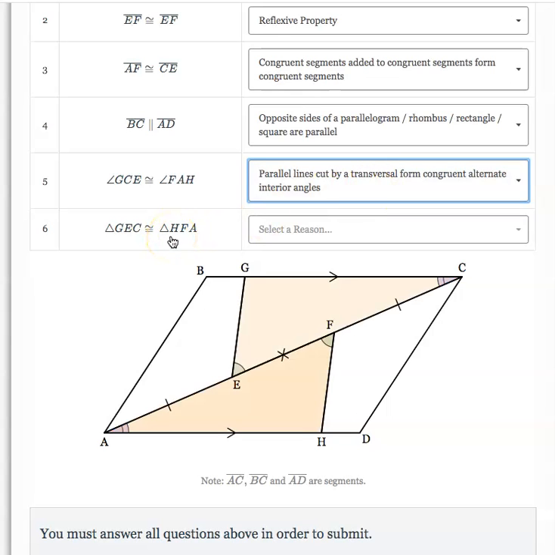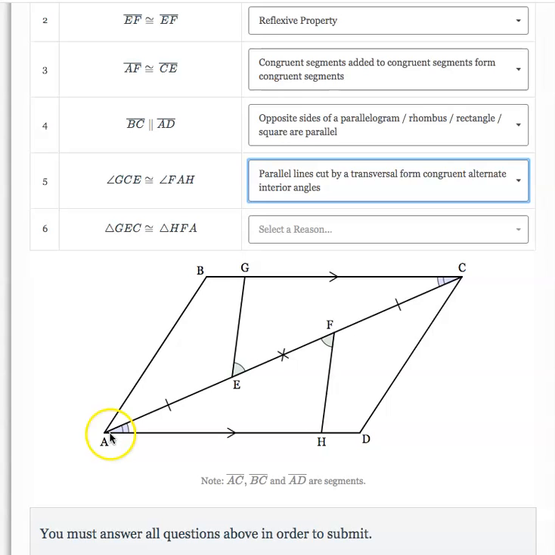And it says that triangle EGC is congruent to triangle HFA. Well, we just had two angles in that triangle congruent here. And back up here, we had two segments congruent to each other. So we know we got an angle and a segment. And then these two green angles were congruent to each other in one of our givens.